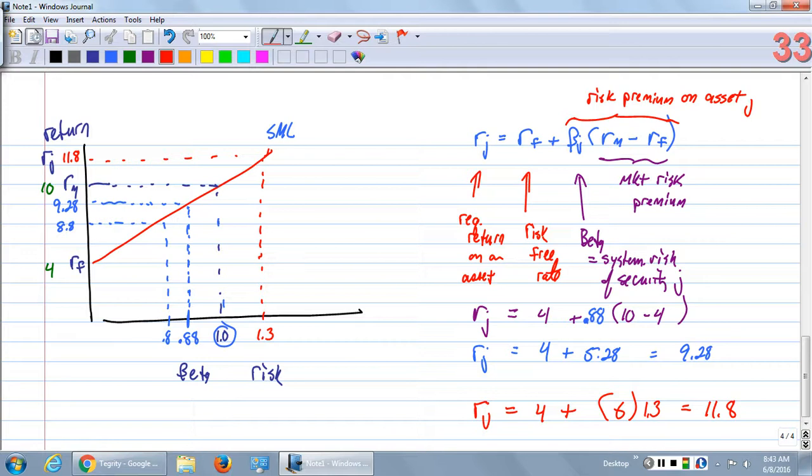So that's what the capital asset pricing model is useful for, among many things, to help us determine the required rate of return on an asset given its risk.